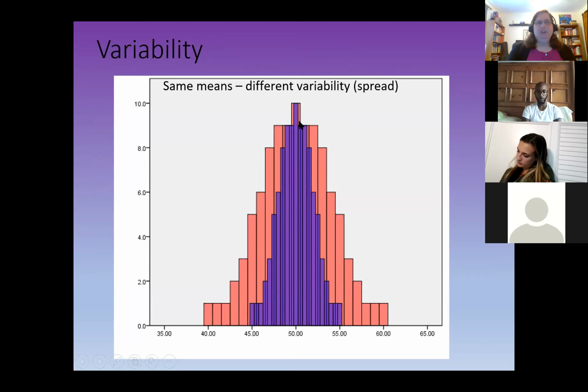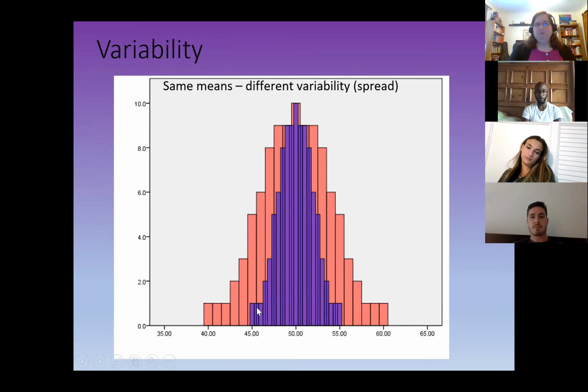But you can see that even though the blue and red have the same mean, which is coming in the center here, the center of our distribution tends to be the mean, especially when it's close to a normal curve like this one. So they both have the same mean, but you can see that this blue-purple one has a much smaller range, is a lot less spread out than this red one. So same means, different variability.